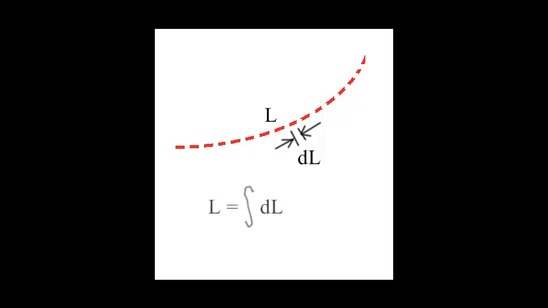We can find the exact length of that line in a similar way if we imagine dividing the line into smaller segments. The smallest possible segment we can imagine is the differential length dl. Then we can add up all of those tiny segments through integration to find the exact length of the line.